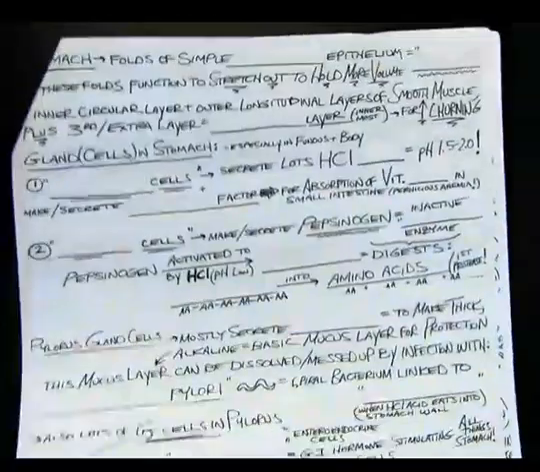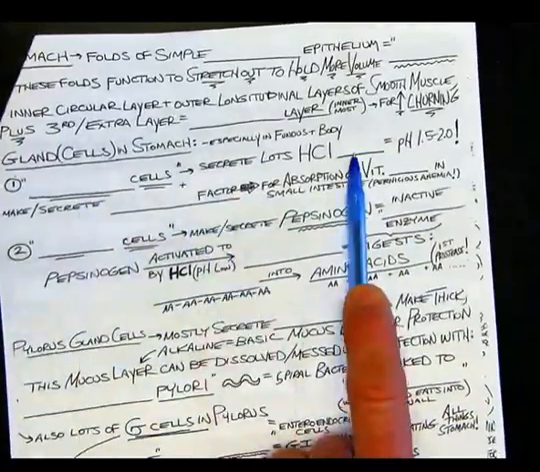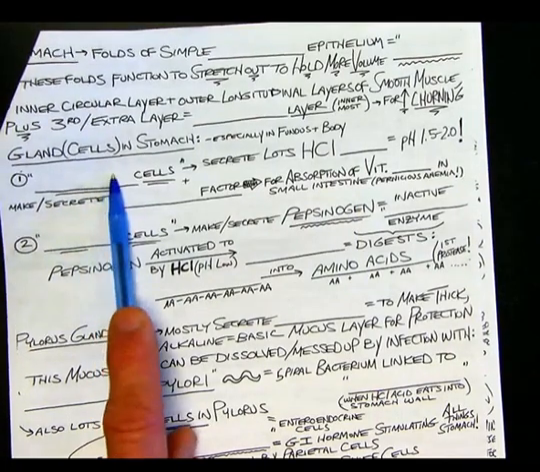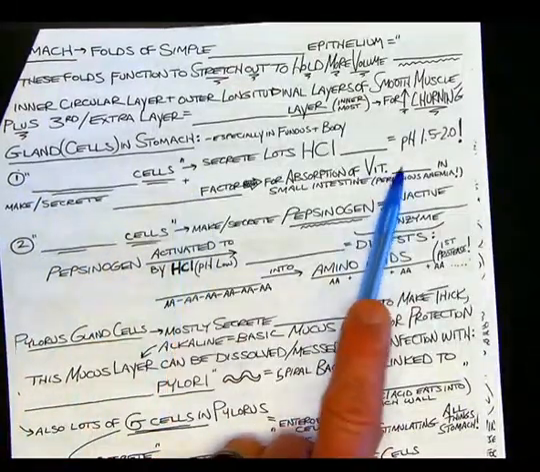But then if we flip, remember stomach gland cells. What are the cells that secrete acid? Parietal cells. You have to know this. There's going to be questions about the GI hormones that test you on this. And then they make intrinsic factor as well for vitamin B12 absorption.